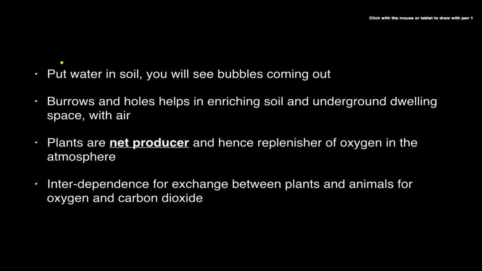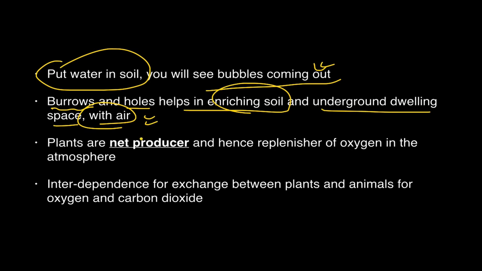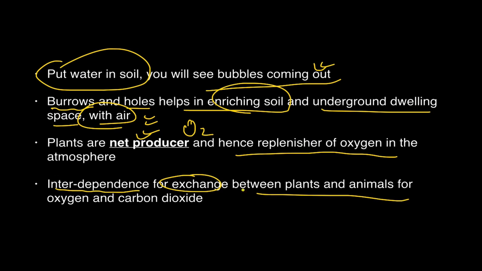And if you put water in soil, you will see bubbles coming out. So it means what? Soil has air. Then again, soil burrows and holes help in enriching soil and underground dwelling space with air. That is why creatures can survive even in soil with a limited amount of oxygen. Finally, plants are net producers of oxygen, not air, and hence replenishers of oxygen. And there is interdependence for exchange between plants and animals of carbon dioxide and oxygen.